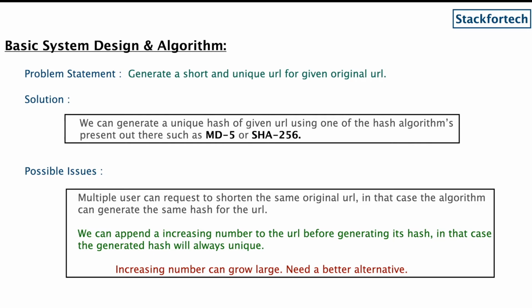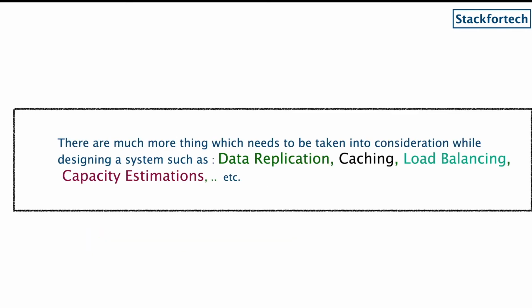So these are the small problems which we need to take care of, so that our application behaves exactly as expected. Whenever we develop an API or service, no matter how small that API or service is, our approach should always be focused towards the scalability of the application. There are many more things which need to be taken into consideration while designing a system, such as data replication, caching mechanism, load balancing, capacity estimations, what traffic your API is going to get, then rate limiting. All these considerations you have to make while designing a system.